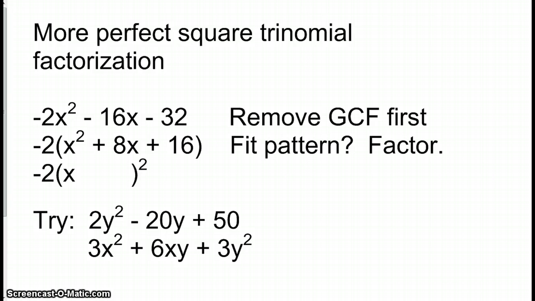So what are you going to fill in there? It's got to be plus the square root of the last term, which is 4. So it's negative 2 times x plus 4 squared. Try the next two on your own. 2y squared minus 20y plus 50, and 3x squared plus 6xy plus 3y squared. Remember to take out the common factors first, and then it should be fairly simple.